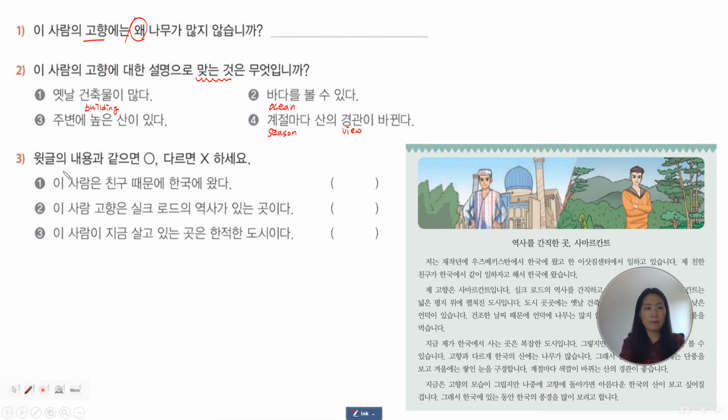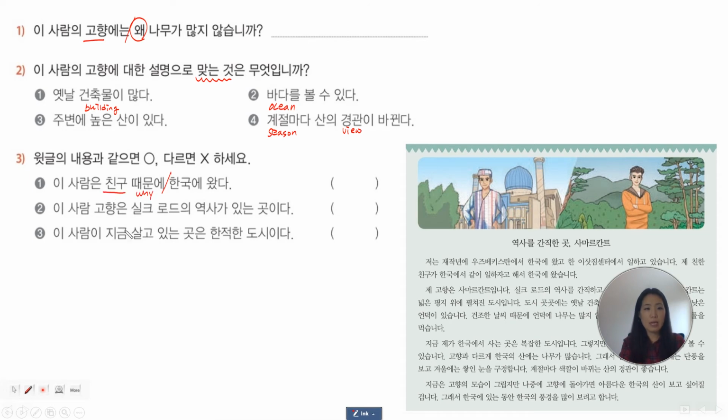Number 3. 윗글의 내용과 같으면 O, 다르면 X 하세요. If the statement is correct, put an O. If it's not correct, put an X. 1. 이 사람은 친구 때문에 한국에 왔다. This person came to Korea. Why? Because of the friend.